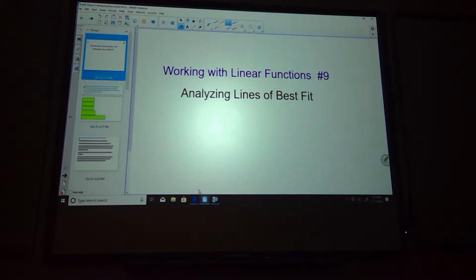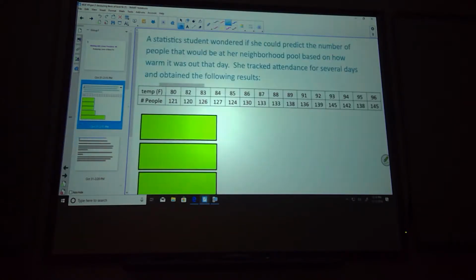All right, so we're going to walk through these pretty slowly. Again, these are all things that we're slowly going to transition you into learning. Of course, you can do this by hand, but doing it by hand is a lot harder than doing it on the calculator. So this says a statistics student wondered if she could predict the number of people that would be at a neighborhood pool based on how warm it was during the day. You guys remember when the pool was open rather than when it was freezing cold? And she tracked the attendance for several days and she obtained the following results.